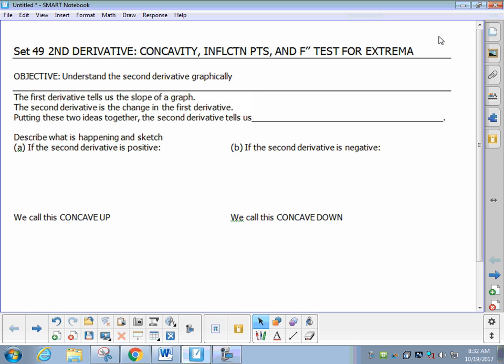And it goes a little something like this. The first derivative tells us the slope of a graph, yes? Yes, okay. The second derivative, I guess, tells the slope of the first derivative's graph, but that's not important. The second derivative is the change in the first derivative. Okay? Now if you put those two things together to get a visual, if the first derivative is slope, and the second derivative is change in the first derivative, then the second derivative is change in the slope.